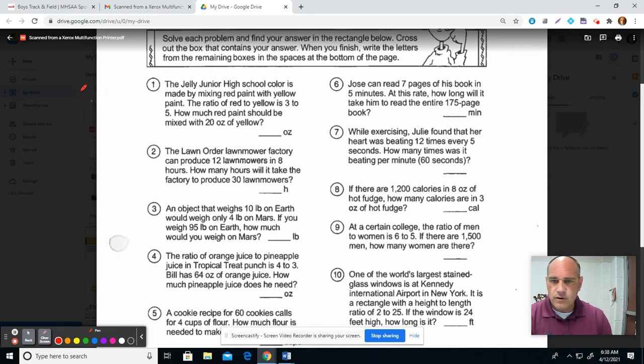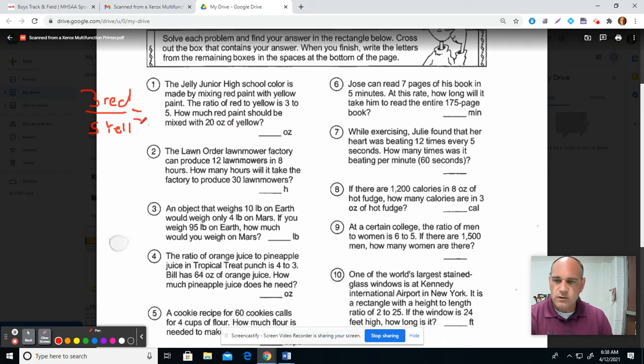I know that for every 3 red, and let's put labels on stuff, I know that for every 3 red, it says we're going to compare red to yellow. So I know red to yellow is 3 to 5. So every 3 red, we're going to have 5 yellow. Let's put yellow for yellow. All right. So that's my first ratio. 3 red for every 5 yellow equals, now I want to find out about 20 yellow.